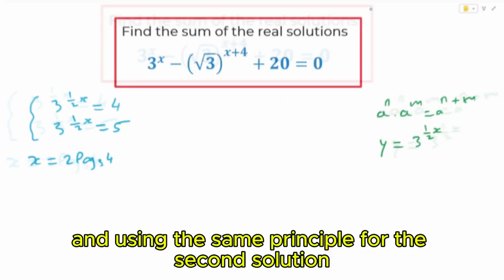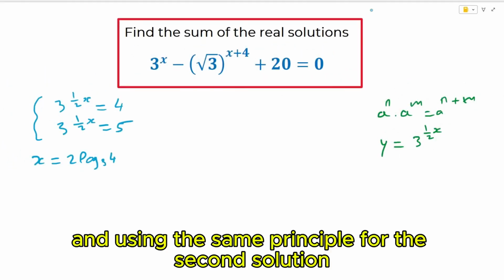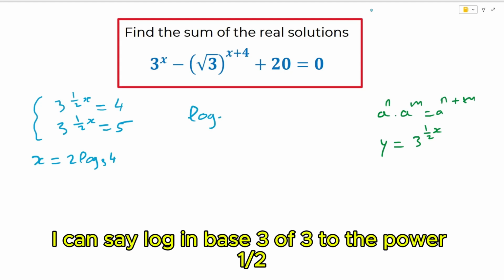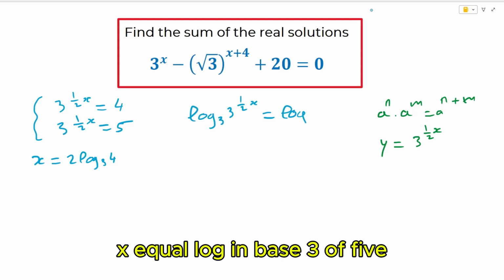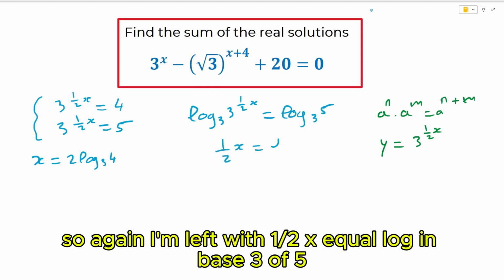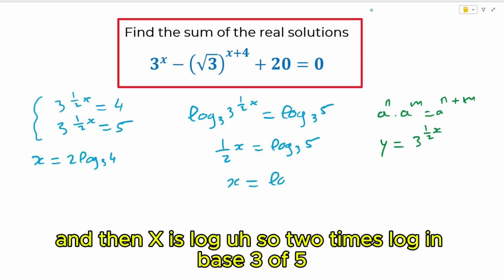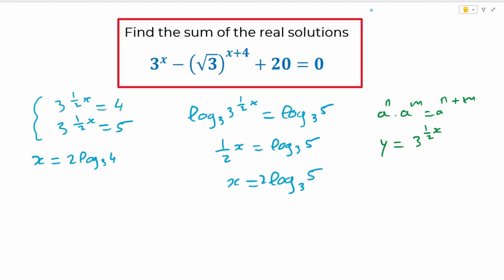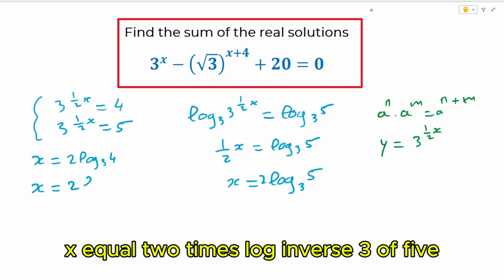And using the same principle for the second solution, I can say log in base 3 of 3 to the power a half x equal log in base 3 of 5. And so the 3 and log in base 3 cancel out. So again, I'm left with a half x equal log in base 3 of 5. And then x is 2 times log in base 3 of 5. All right, so what can we do with this thing? Let's write the second solution here. X equal 2 times log in base 3 of 5.